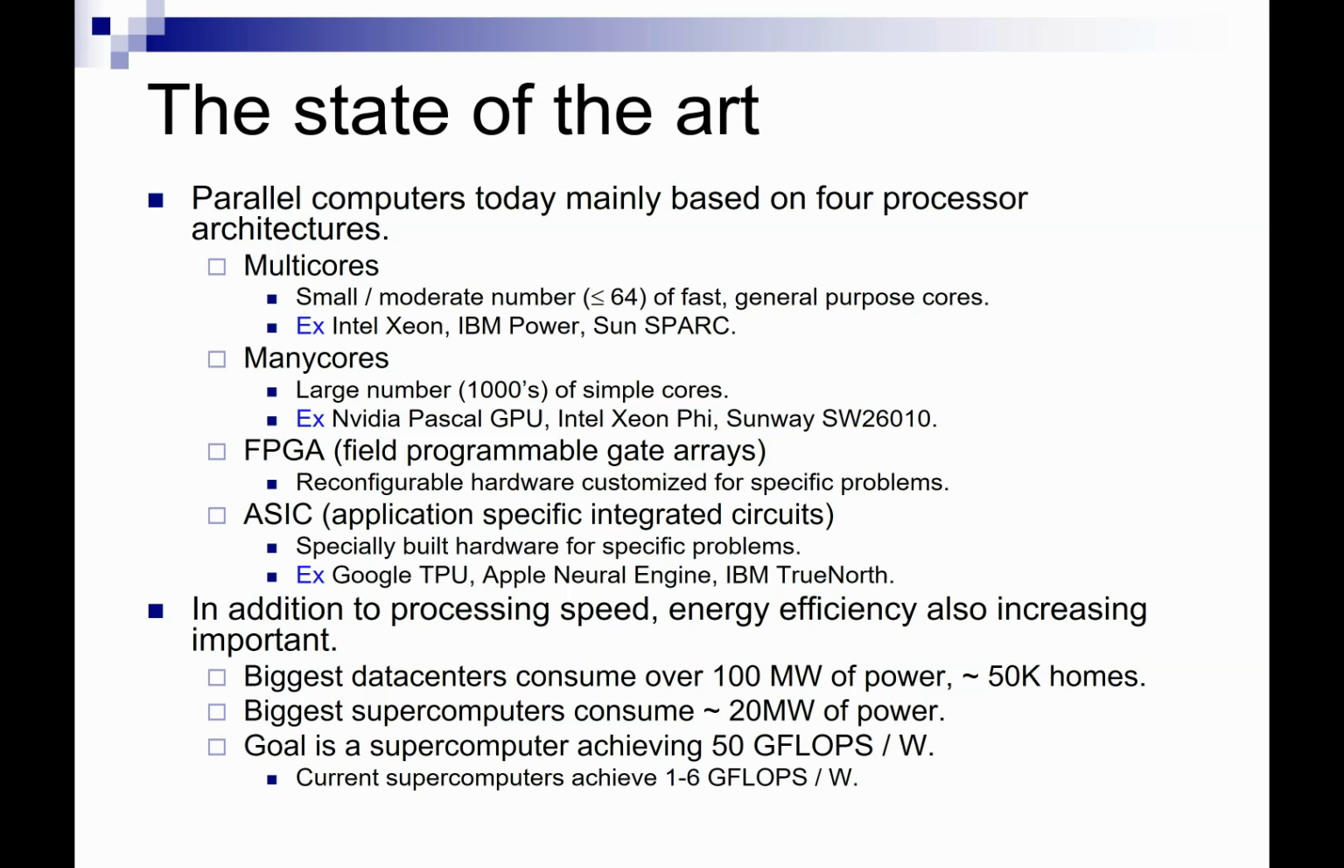One goal that we have would be, for each watt of power that we put in, to have 50 gigaflops of computational performance. That's a goal for the future, but we're nowhere near that right now. Currently, the best supercomputers can achieve something like 1 to 5 gigaflops of performance for each watt of power.